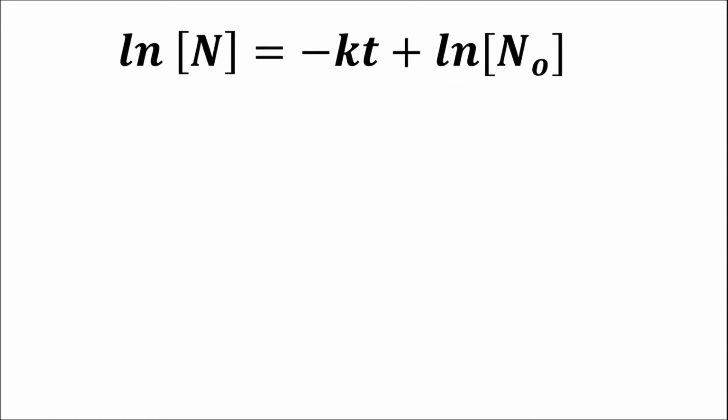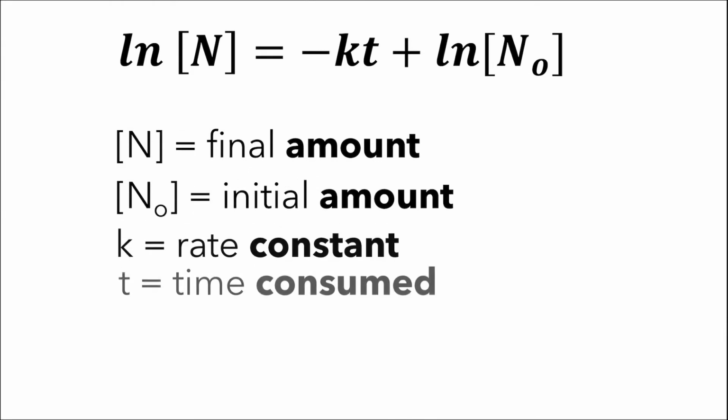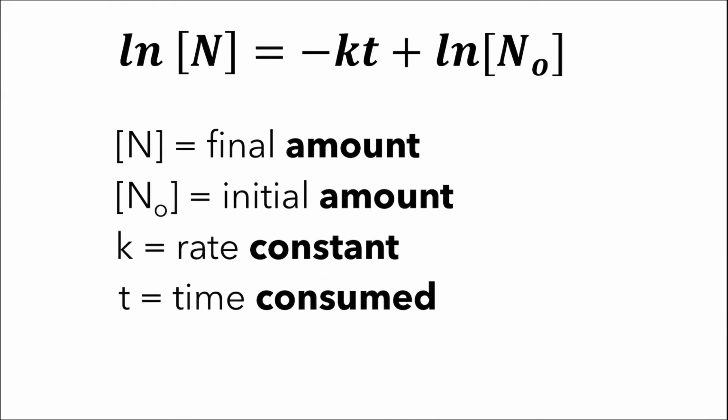So let's review this equation. Alamin natin kung ano yung mga terms na present dito. So we have here the n. Yung n natin represents the final amount. The n0 represents the initial amount. Yung k natin is yung rate constant. Again, yung rate constant natin is unique per type of nuclide.